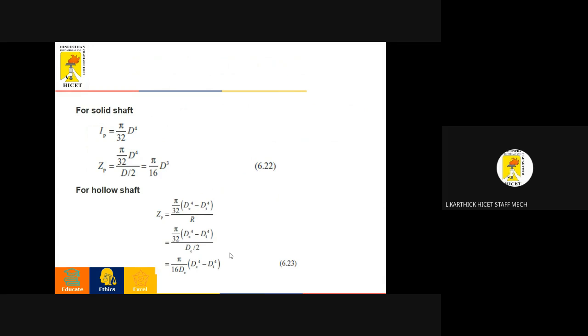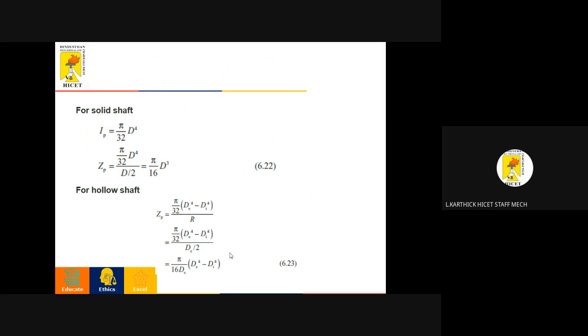And for solid shafts as well as hollow shafts, these are some of the formulas or expressions to calculate polar moment and polar modulus. For a solid shaft, Ip equals pi by 32 into d power 4, and Zp equals pi by 32 into d power 4 by d by 2. Once we solve this, we will get polar modulus equal to pi by 16 into d cube.